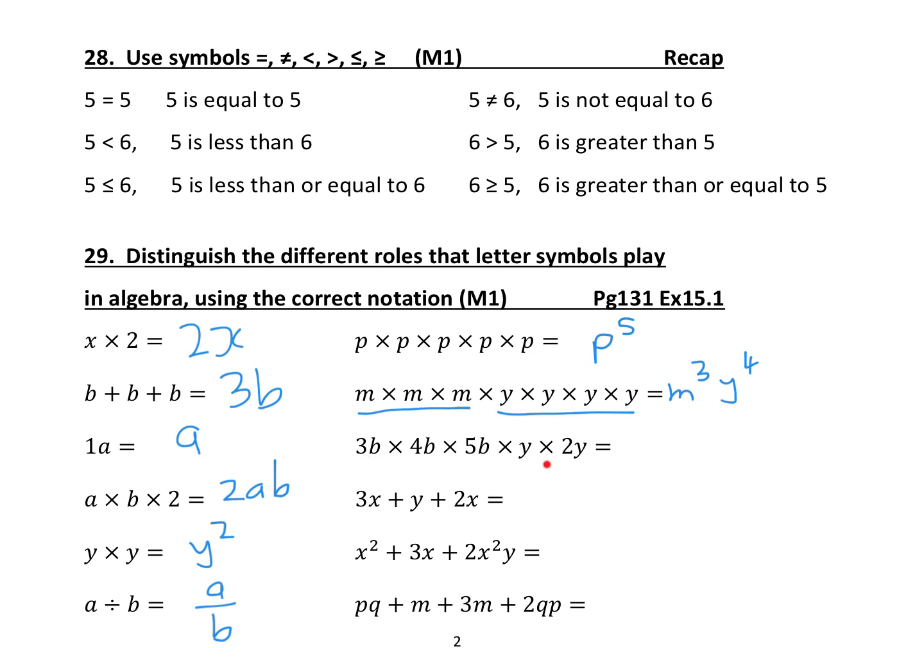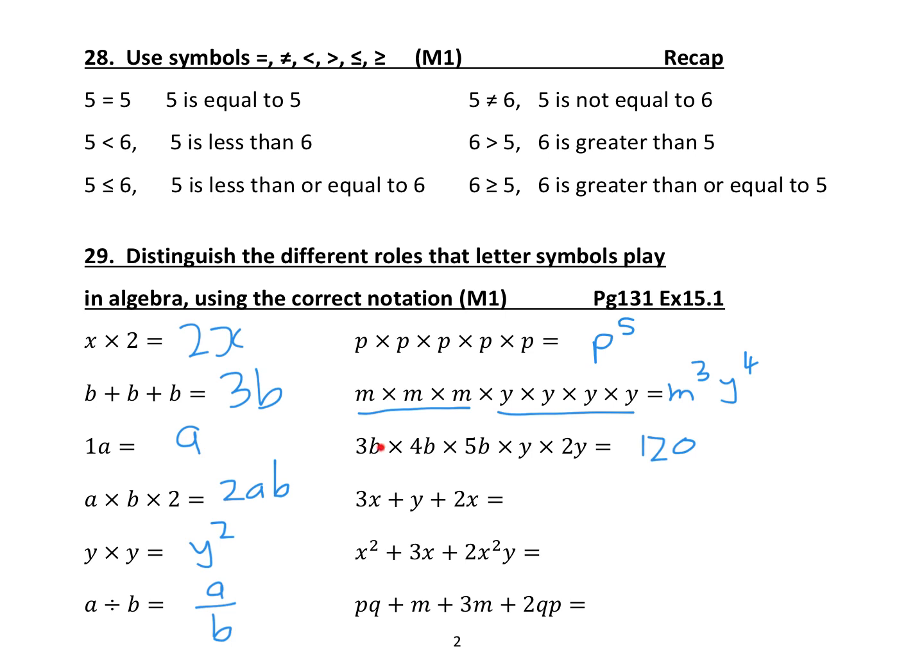A lot happening in the next one. Because 3b means multiply, 4b means multiply 4 and b, 5b means 5 multiplied by b, and so on. This is just all these numbers multiplied together. So you could reorder it if you wish, and you could do multiplication of all the numbers, because we can multiply 3 by 4 to get 12, 5 by 2 to get 10, 10 times 12, 120. So I've multiplied all the numbers together.